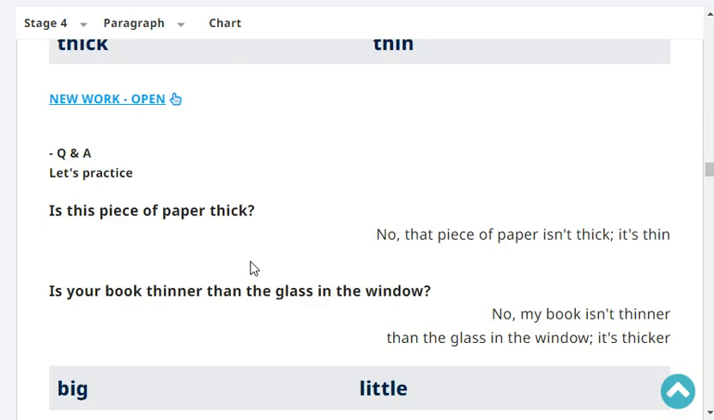Okay, next. Is this piece of paper thick? No, that piece of paper isn't thick. It's thin.